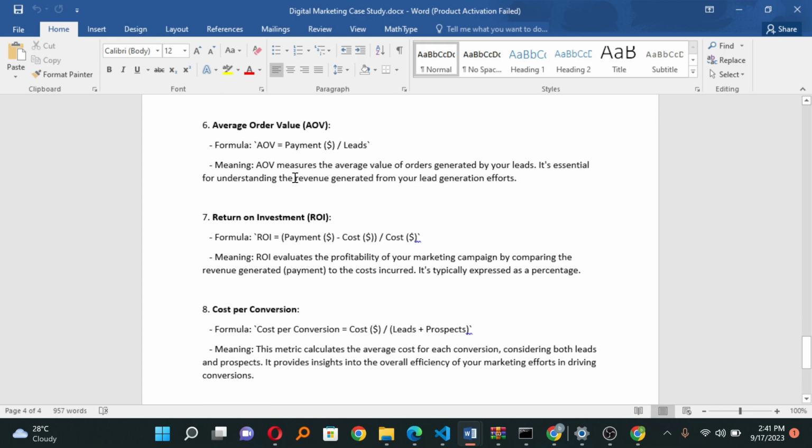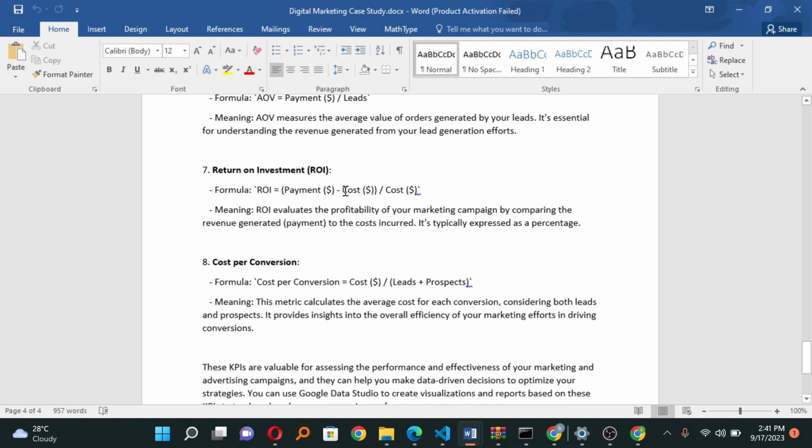Now the next formula, that is average order value. The formula for average order value is payment divided by leads. It shows the average value of orders generated by our leads, because it is important to understand the revenue generated from your lead generation efforts.